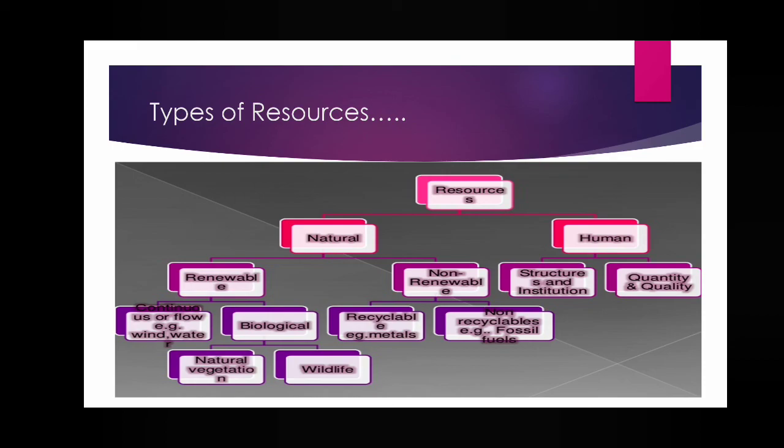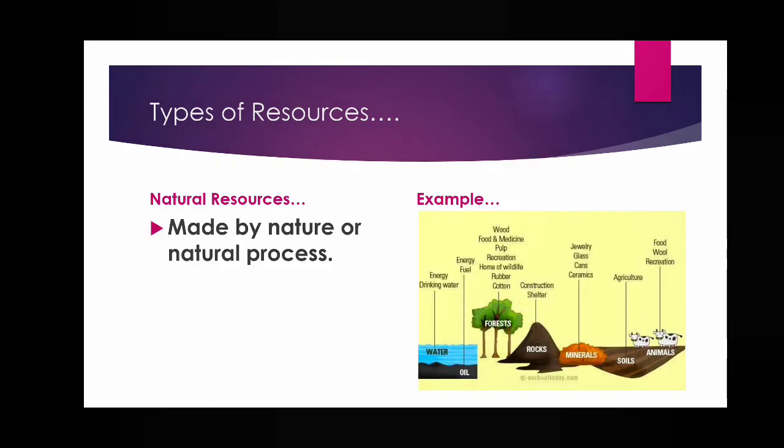Another is quality and quantity. Quality means our knowledge, our intelligence, and quantity means our number. These are also resources. Quantity and quality are human resources, and structure and institutions are called man-made resources. I have given a detailed description also in the next slide.